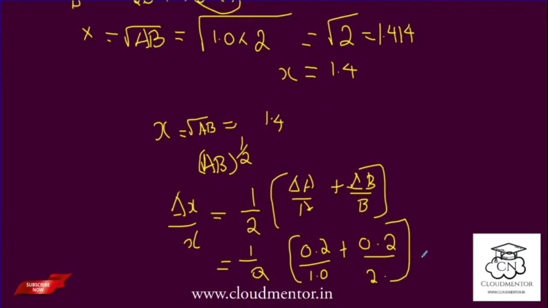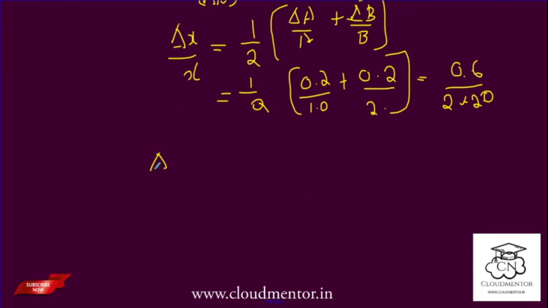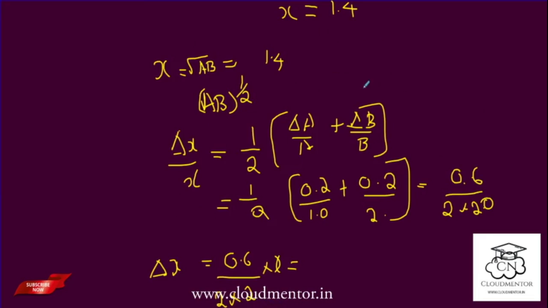So doing the problem, we get 0.6 divided by 2 multiplied by 2.0. Okay, that's it. So delta x will be equal to 0.6 by 2 multiplied by 2 multiplied by x. The value of x we have got here is 1.4.